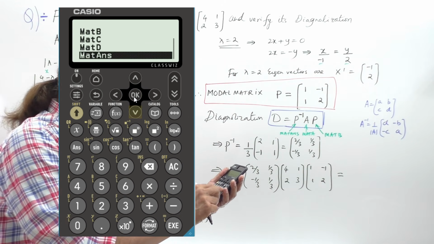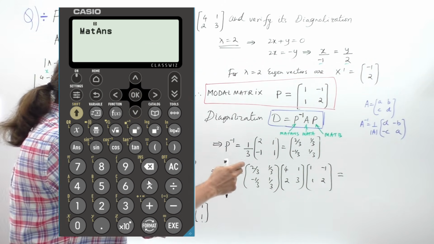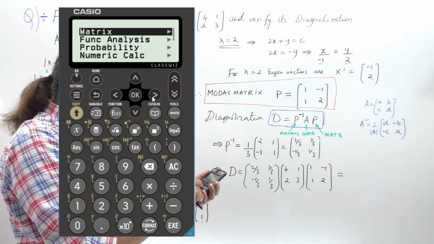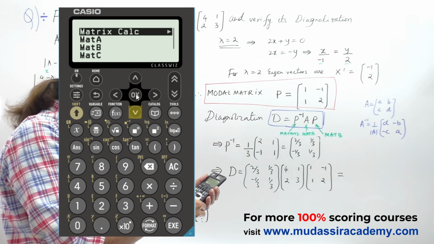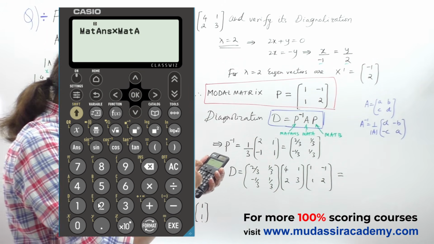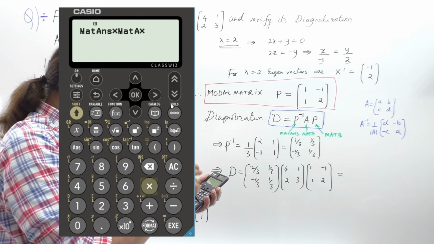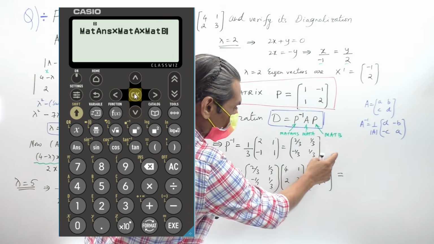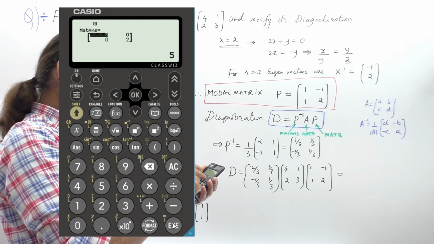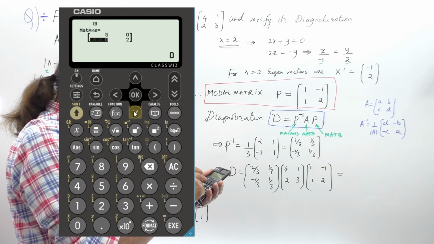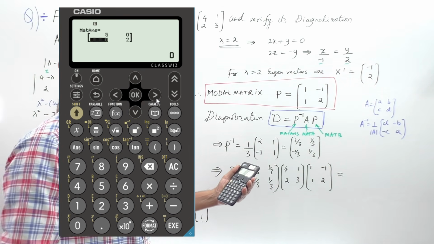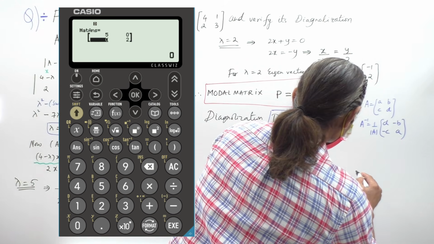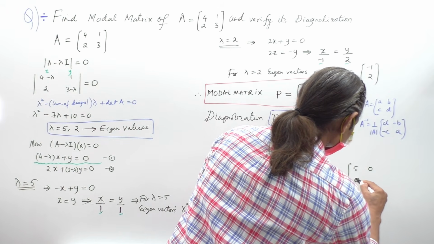Now simply multiply. Catalog, matrix. This is matrix answer, go down, answer into mat A, again catalog matrix, mat A, into, lastly this is P. What is P? Mat B. Catalog, mat B. Press the button, execute. See the answer. We are getting the diagonal form. So the diagonal form is 5 0 and 0 2.